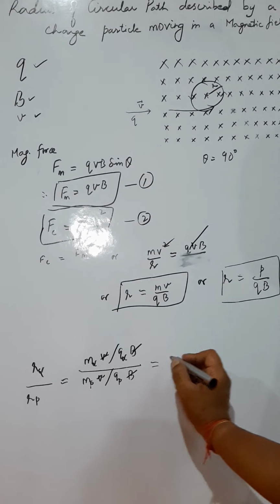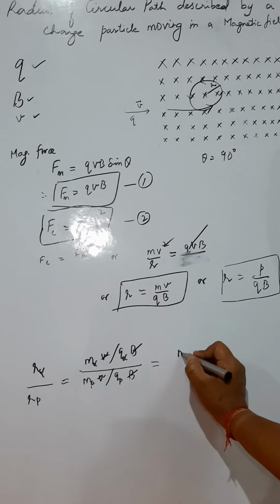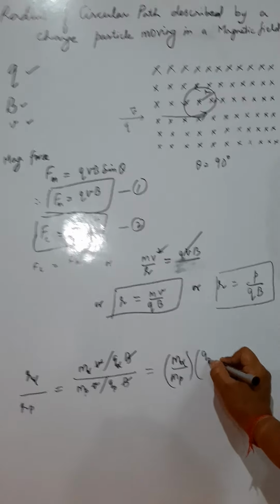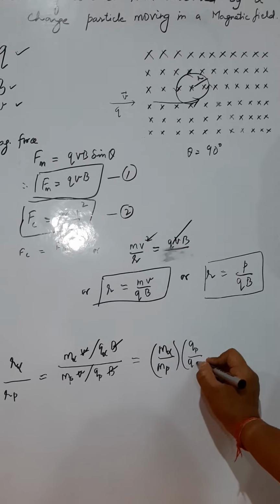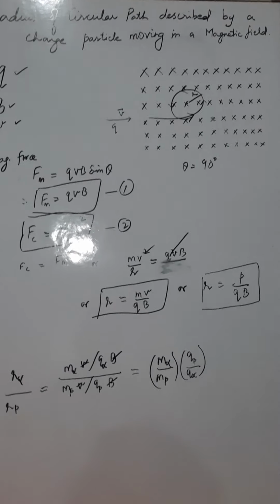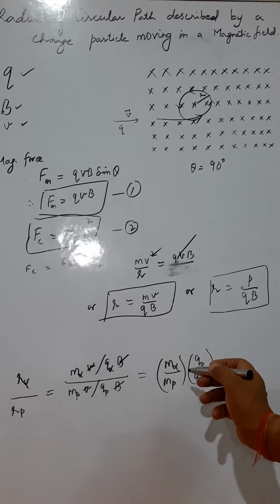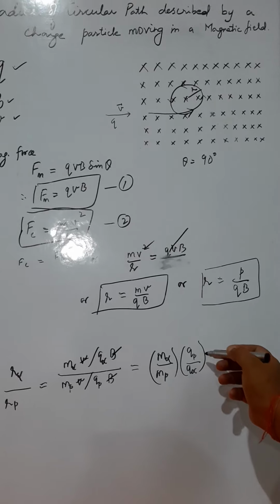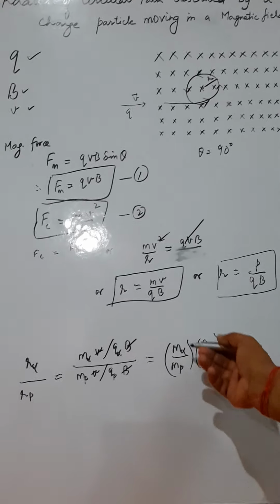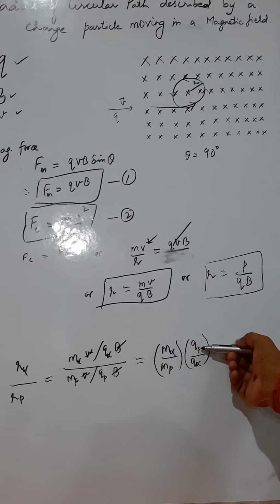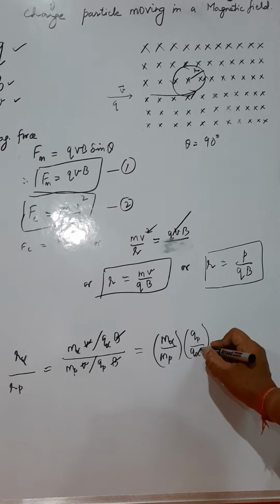And this is equal to mass of alpha particle by mass of proton into charge of proton by charge of alpha particle. Sometimes students do not write either the ratio of the mass or the ratio of the charge. So we have to take into consideration both the things, the ratio of the mass and the ratio of the charge, but they are inverse. Here mass of alpha particle to mass of proton, here charge of proton by charge of alpha particle.